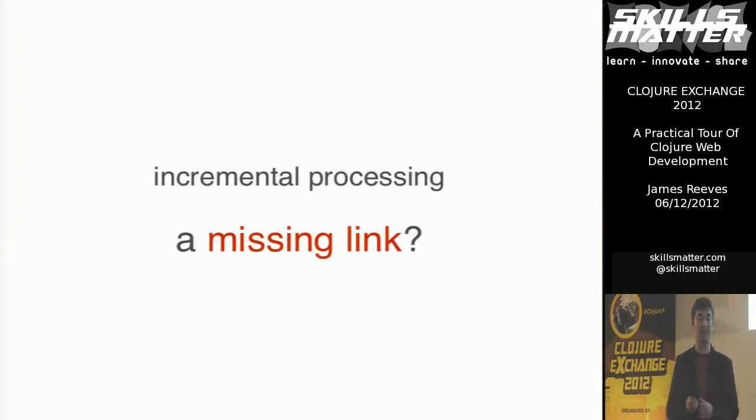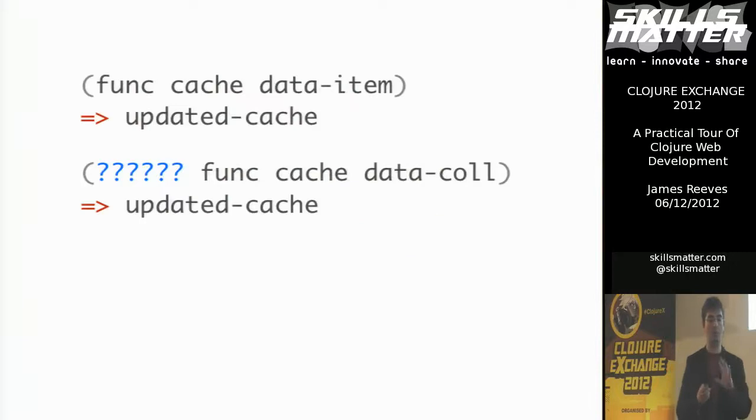So is this a missing link? I'll show you more of what I mean. If you have a function at the top there, where given a cache and a data item you get an updated cache, is there a function which, if you give it a list of changes and the cache, will deliver you that updated cache? In Clojure, that kind of function would be called a reduce. And I haven't noticed any generic processing tool which does this.